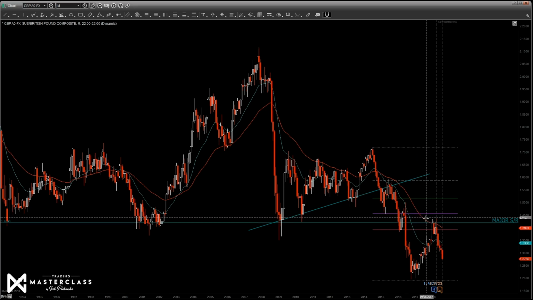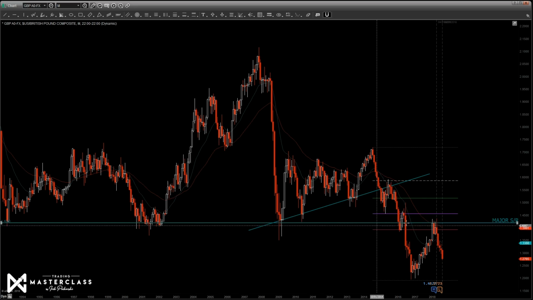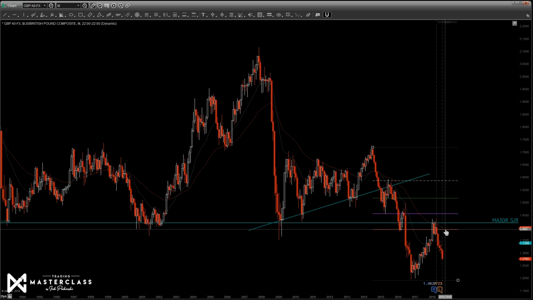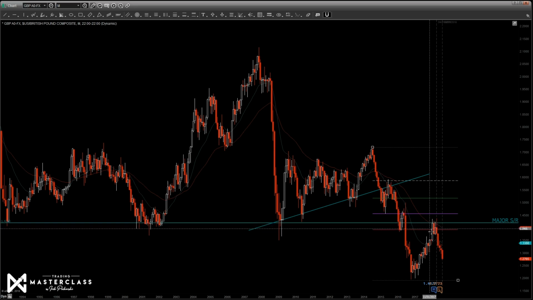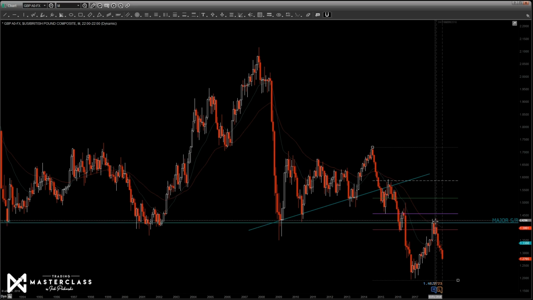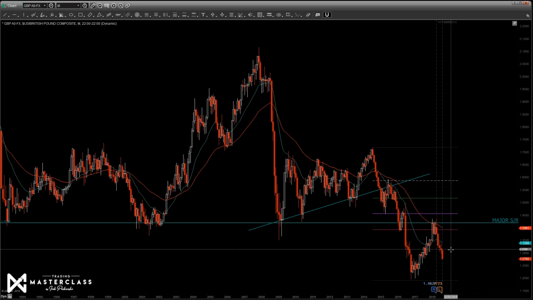But what do we have? We have the 50 EMA acting as resistance. We have this beautiful horizontal major level acting as resistance. And we also have the Fibonacci tool, which we will cover in a coming up lesson, also providing us resistance. This is now a great short. We have a lot of resistance here. Price action is rejecting it, and it's a great short.